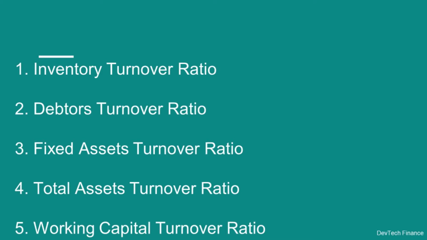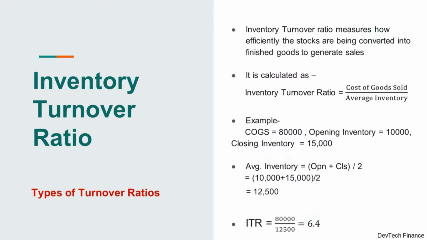So let's have a look that in this video we would be talking about these 5 types of turnover ratios. First one is inventory turnover ratio, second is debtors turnover ratio, third is fixed assets turnover ratio, fourth is total assets turnover ratio, and fifth is working capital turnover ratio.